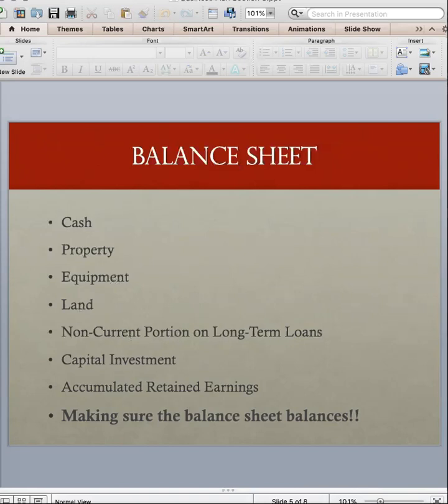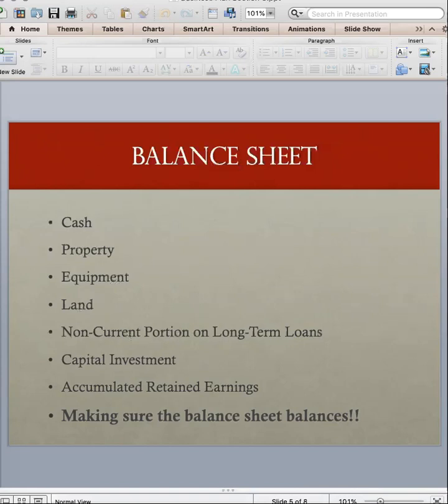The balance part of this name comes from the basic balance sheet equation, which is assets equals liabilities plus shareholders' equity. Under assets, there will be lines for cash, property, equipment, and land. Obviously, there are a lot of other headings as well, but those are the main ones most of you will be focusing on and putting numbers into. Under liabilities, many of you will record the non-current portion of a long-term loan you've taken out to cover startup expenses. This is a number that shows how much principal is left due on your loan.